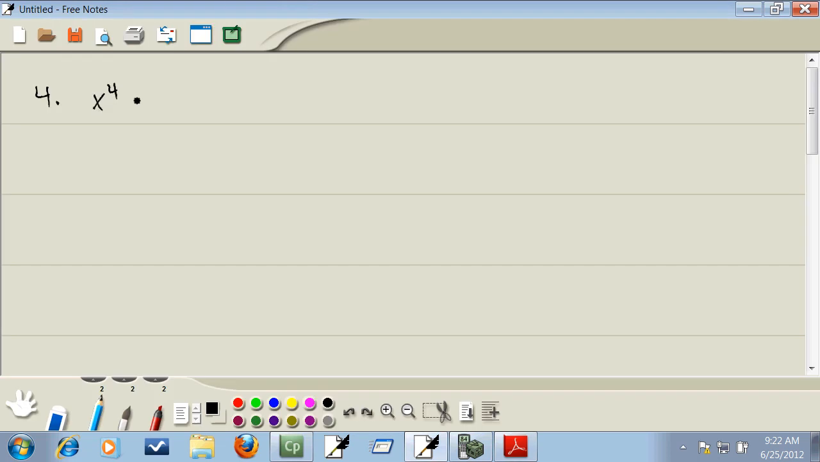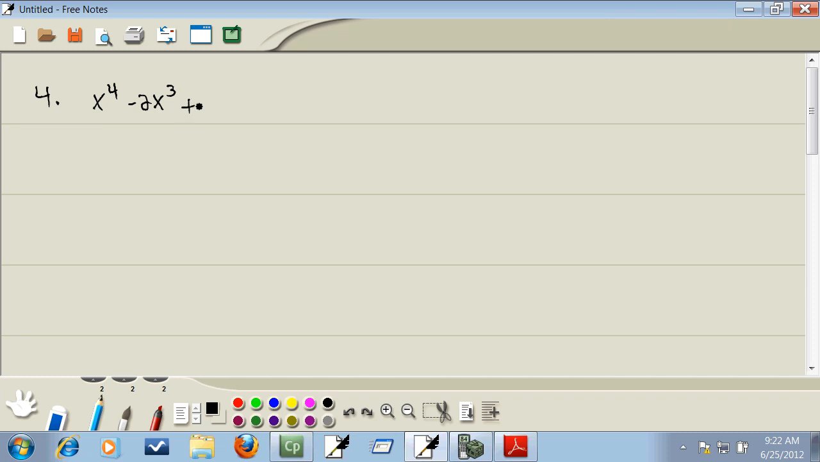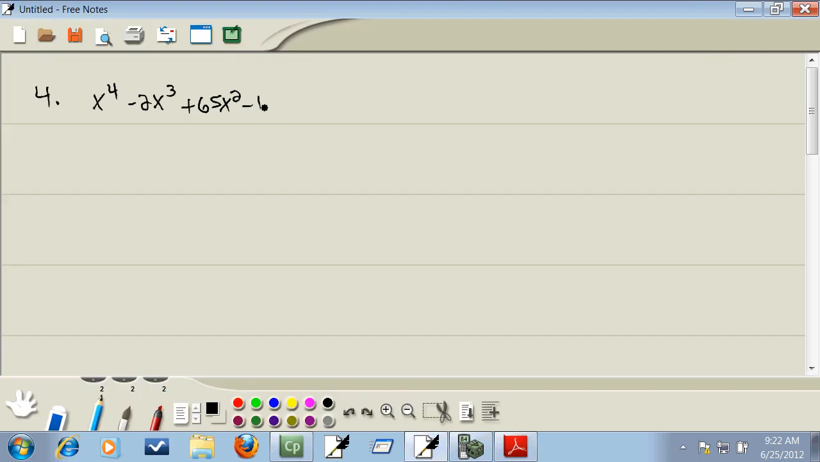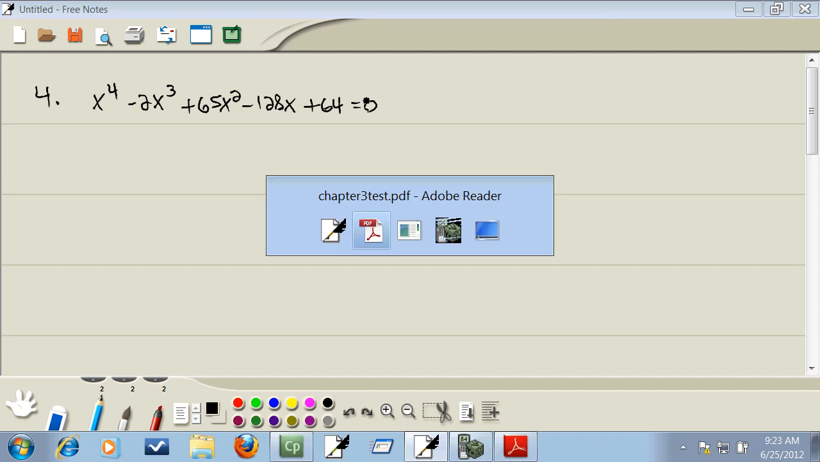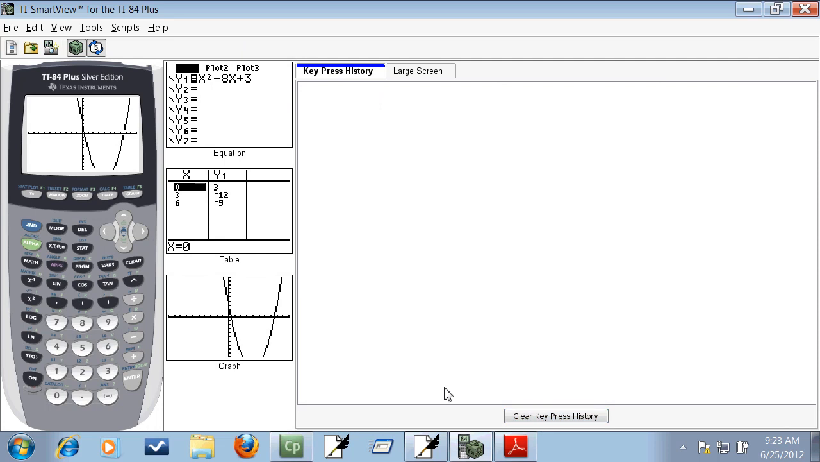Okay, so we got x to the fourth minus 2x to the third plus 65x squared minus 128x plus 64 equals 0. Okay. Let me go into the calculator here and put that in.